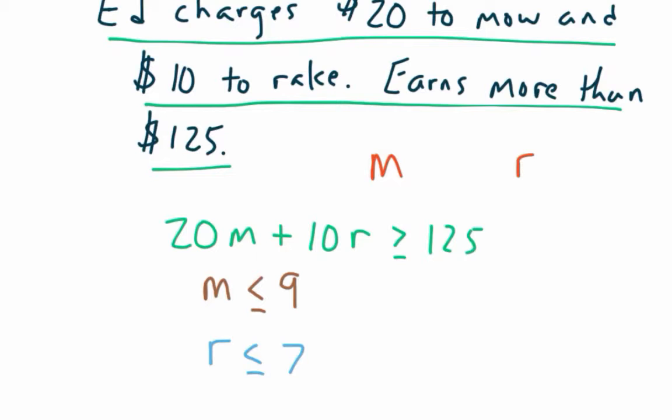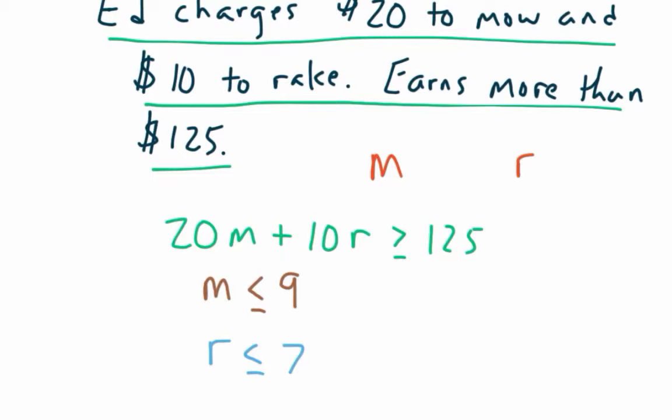How do you feel about that? Good? Now here's the other thing. When you think about possible combinations for M and R, what numbers couldn't you have for the number of lawns mowed? 10. Well, you couldn't have 10 because that's too big. Negative. You couldn't have negative. That's what I'm really going at.